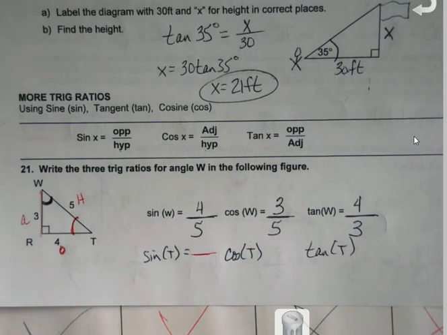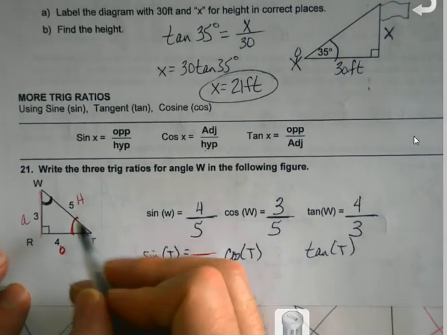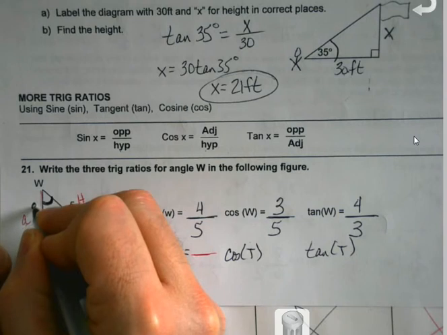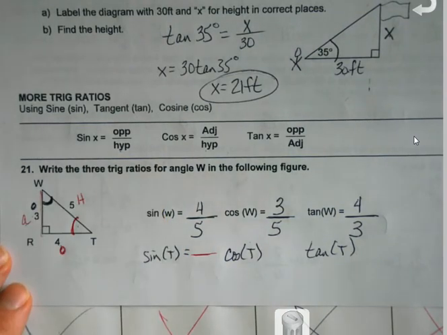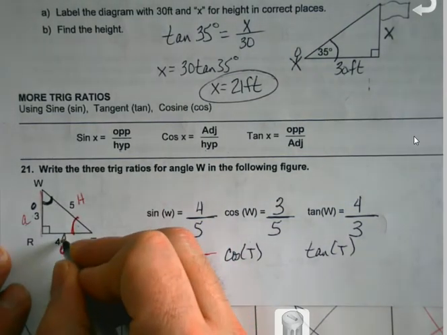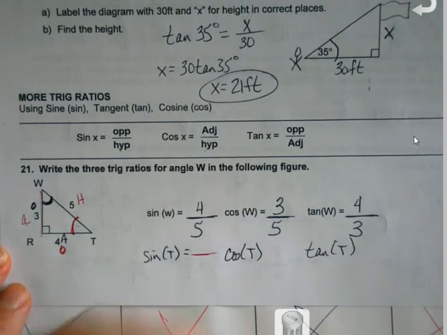Because here's what happens. Now, this 3 side before that was my adjacent, that's my opposite now. This 4 that used to be my opposite is now my adjacent, but that's still my hypotenuse. The hypotenuse doesn't change. These guys just flip.